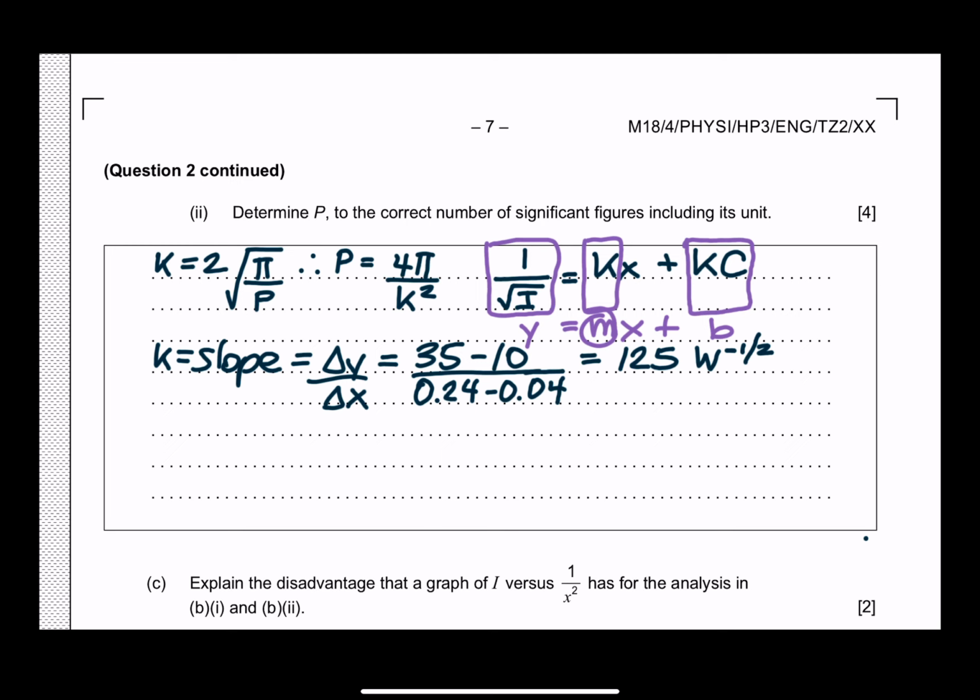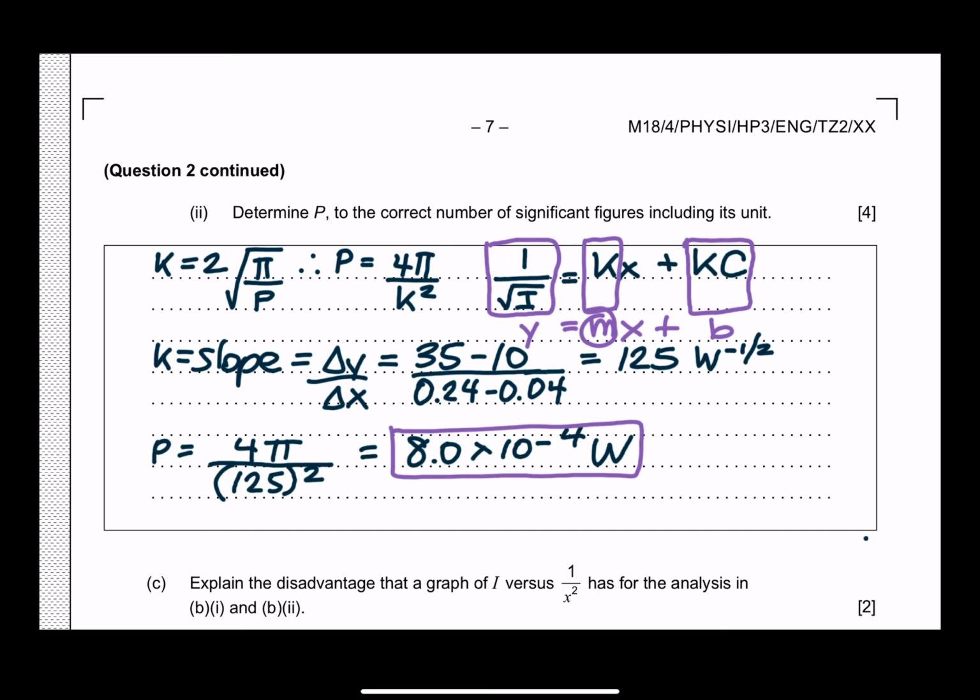Yes, I recognize that 125 is not the right number of sig figs. I'm going to control for sig figs at the very end. And there we have it. The power is 8 times 10 to the negative 4 watts. The mark scheme says anywhere from 6.9 to 9.5 times 10 to the negative 4 is acceptable.